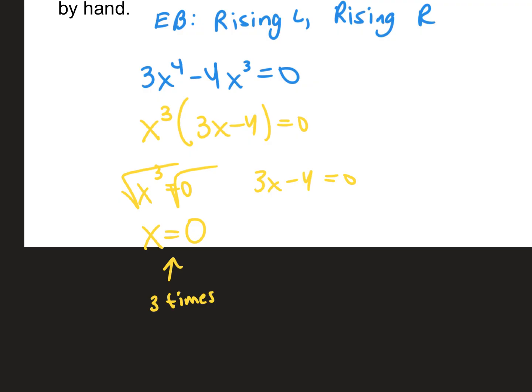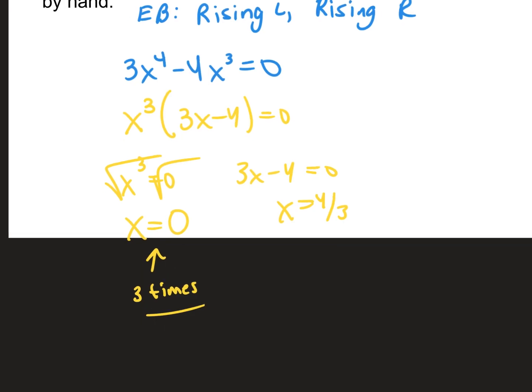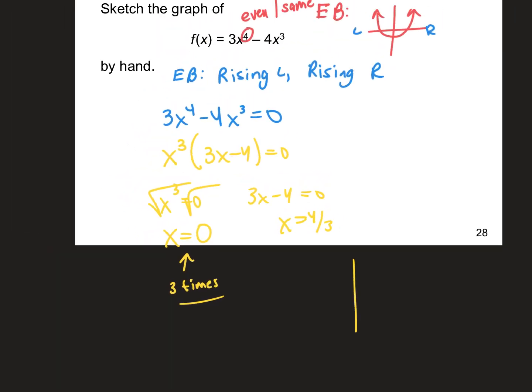And then over here, I have x equals 4/3, correct? So it's going to look like the graph has only 2 answers, but it actually has 4. You know it has 4 because you have multiplicity of 3 times. So how would you graph that? Well, where does it cross the x-axis? At 0 and at, we'll say 4/3 over here.